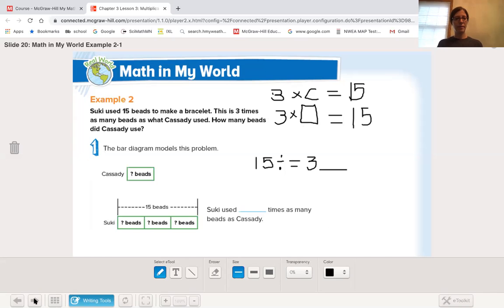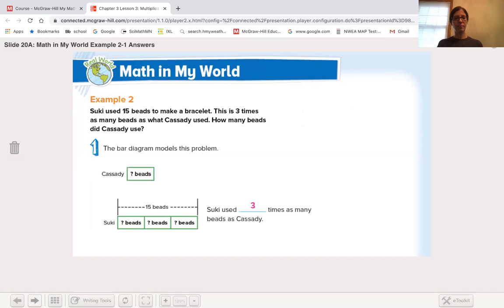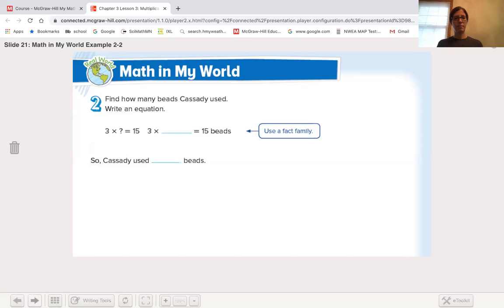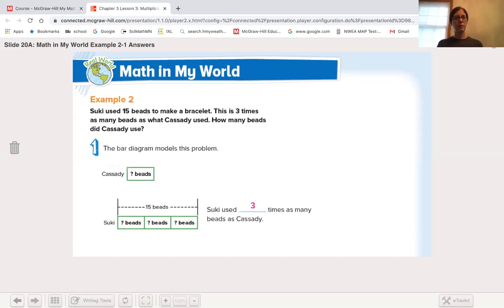Ta-da! All right, now 3. Cassidy had 3 and Suki had 15. 15 is 3 times as much as Cassidy. Okay, so 3 times what? Ooh, did I put 3 there? Sorry, let me go back.